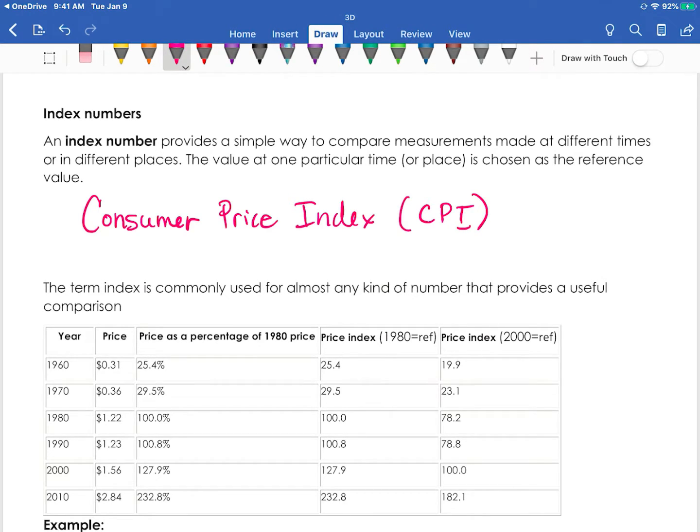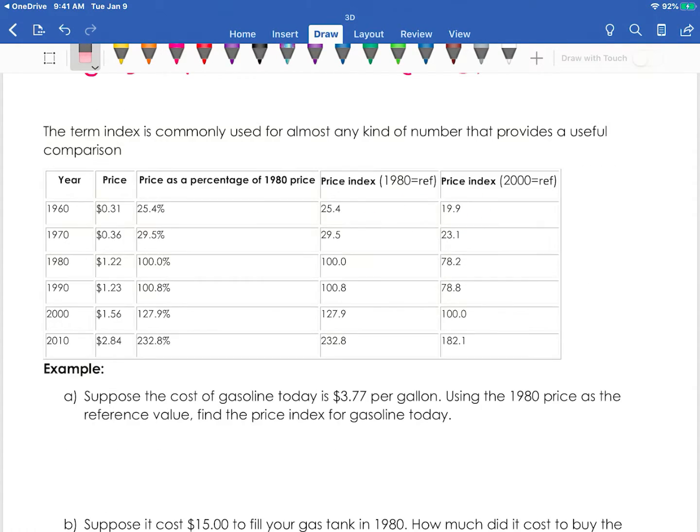Now, the Consumer Price Index is an index number that is used widely in the United States that is based on price changes on a group of selected products, like gas prices or grocery prices. We're going to use the idea of ratios in order to calculate these CPIs. When we look at the first example, we're given a chart that is related to gas prices.